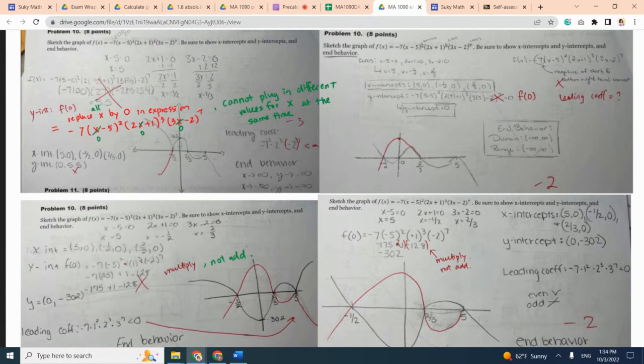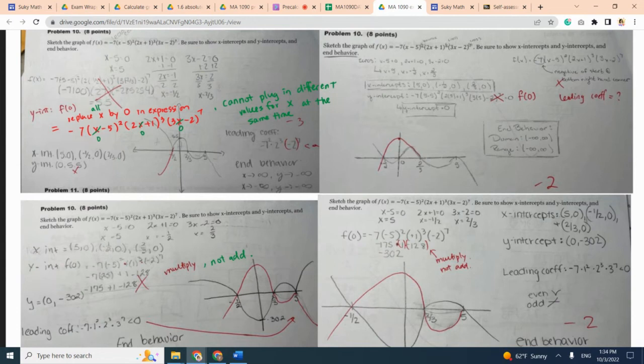And then here, y-intercept. Plug in x is 0. Okay? The y-intercept, yeah, plug in x is 0. X-intercept, plug in y equal to 0. So this is f of 0. And yeah, write down what is the leading coefficient?